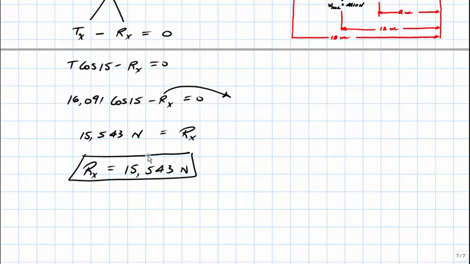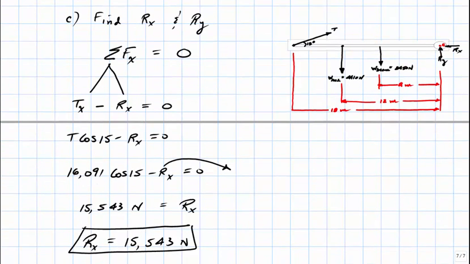This means that the hinge is pushing against the beam towards the left with a force of 15,543 newtons. If this hinge was not here, then this cable would push the beam towards the right. In order to maintain static equilibrium, we have to counteract the effect of the tension by pushing against the beam towards the left.